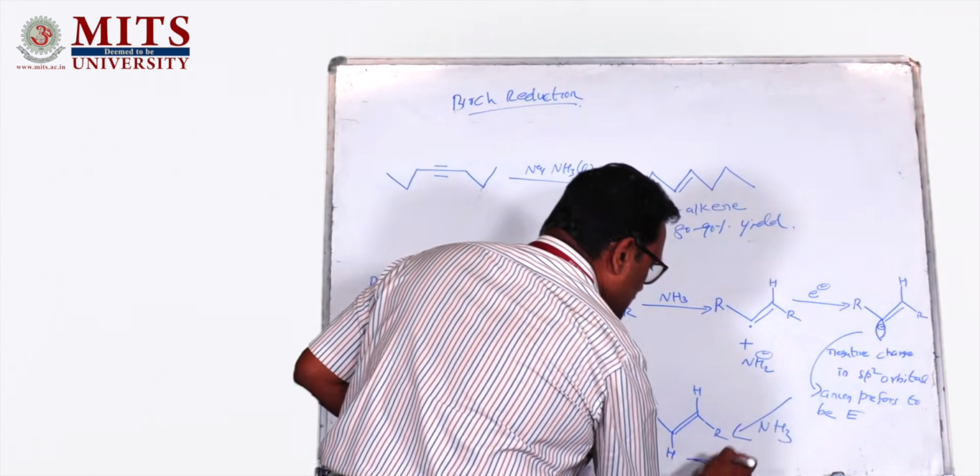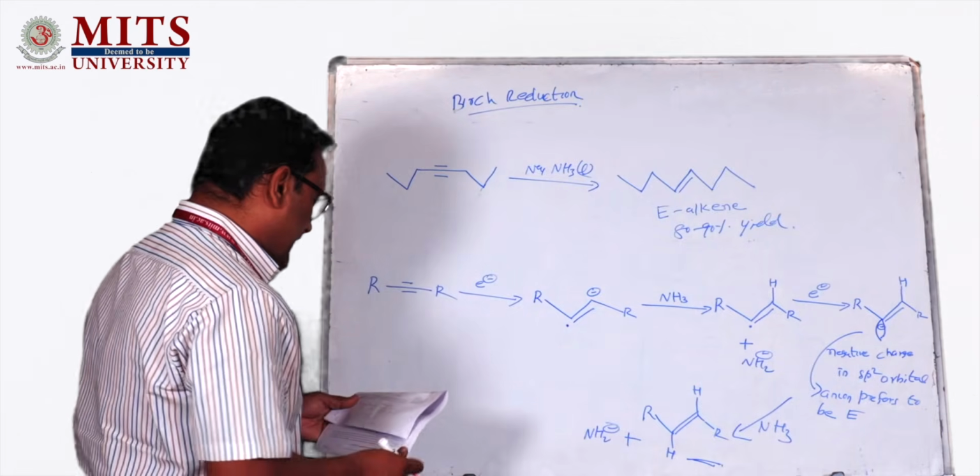So Birch reduction also works for alkynes.